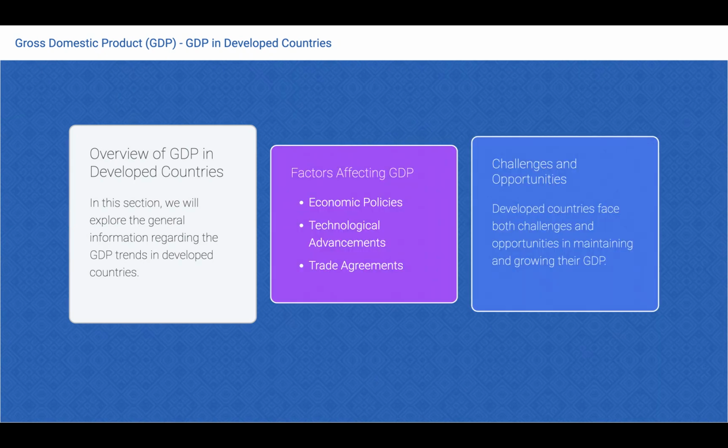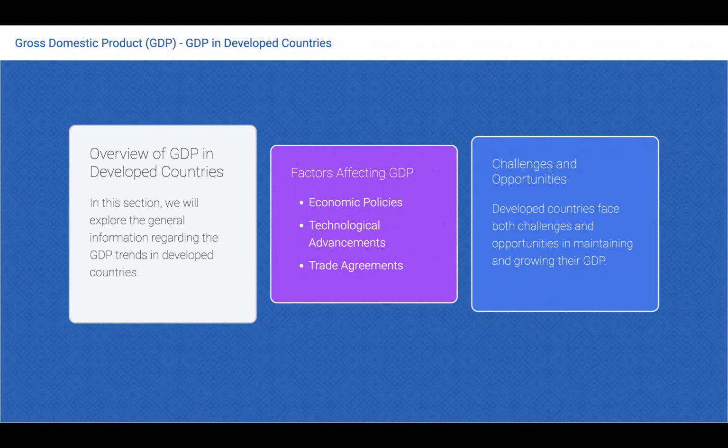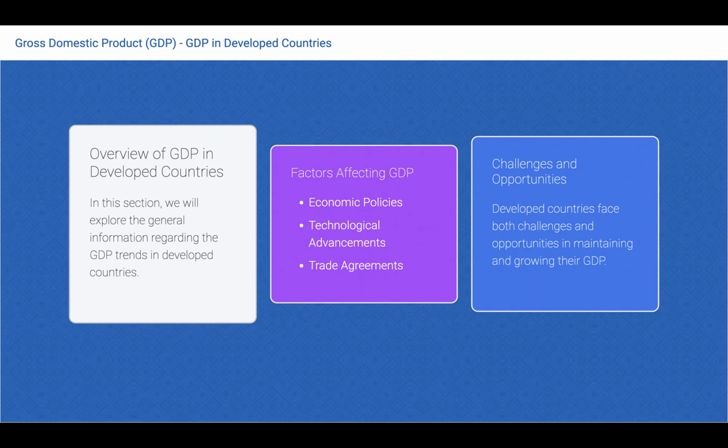Gross domestic product in developed countries is a key indicator of their economic performance. It measures the total value of all goods and services produced within a country's borders over a specific period. Developed countries typically have higher GDP per capita due to their advanced infrastructure, technology, and skilled workforce. Factors such as government policies, international trade, and innovation play crucial roles in shaping the GDP of developed nations.